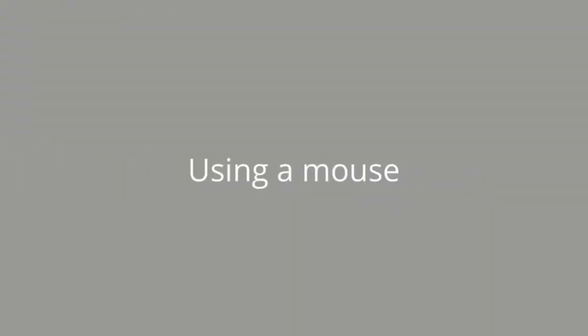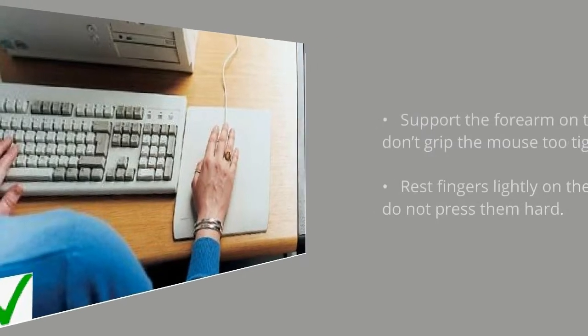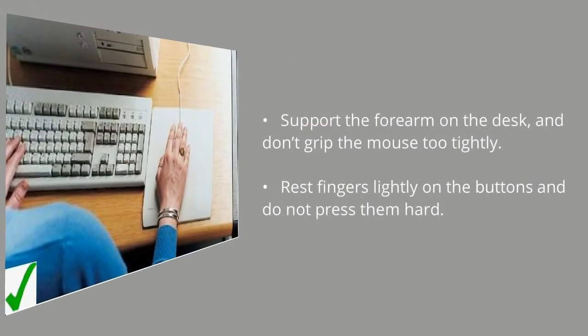Using a mouse. Position the mouse within easy reach so it can be used with a straight wrist. Sit upright and close to the desk to reduce working with the mouse arm stretched. Move the keyboard out of the way if it's not being used. Support the forearm on the desk and don't grip the mouse too tightly. And rest fingers lightly on the buttons and do not press them hard.